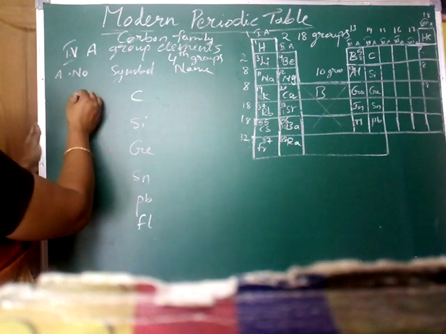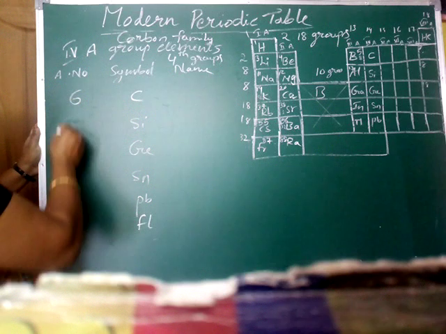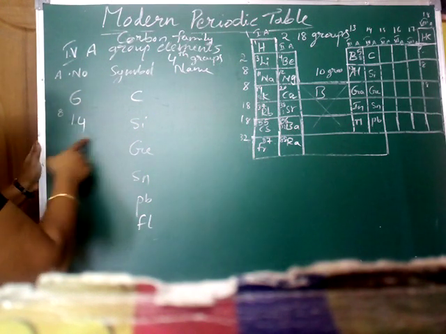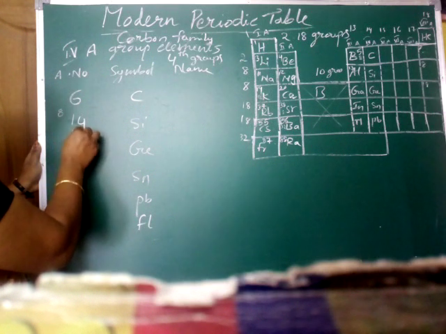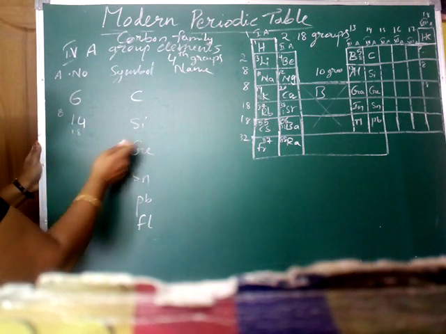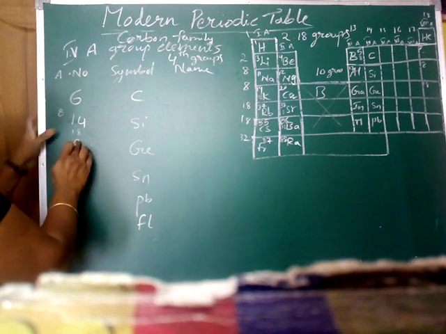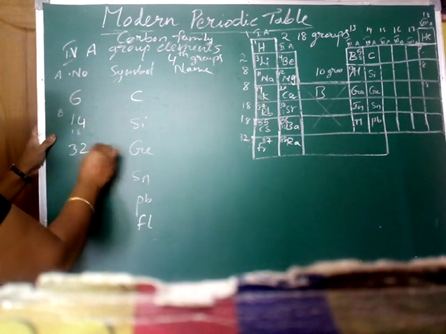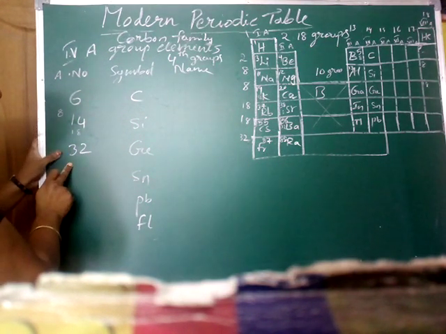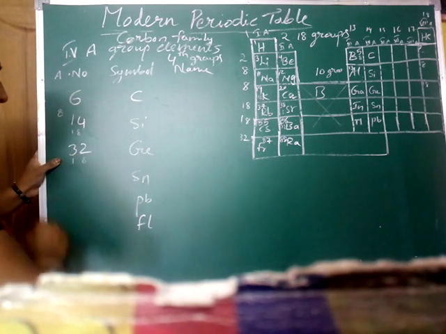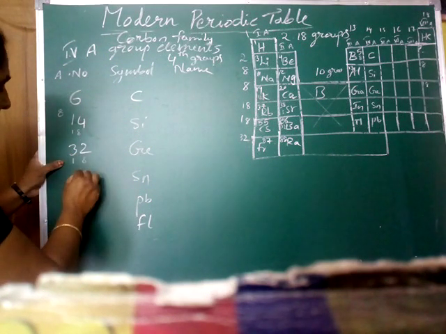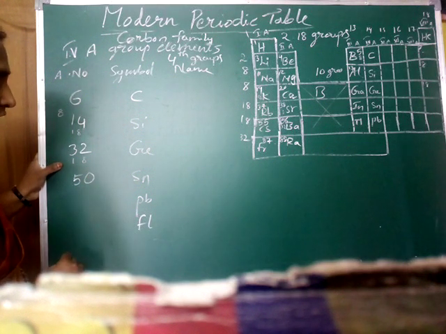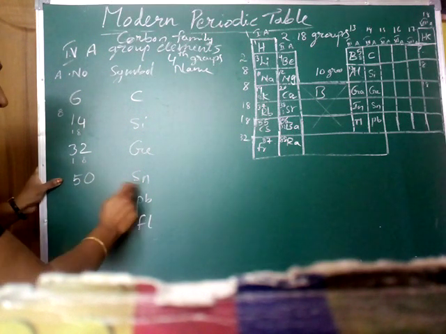Here the atomic number of carbon is, we know, 6. We add 8, we will get 14, the atomic number of silicon. Then when you add 18 to this number, we will get 32, the atomic number of germanium. And then we have to add 18 to this one, we will get 50, the atomic number of tin.